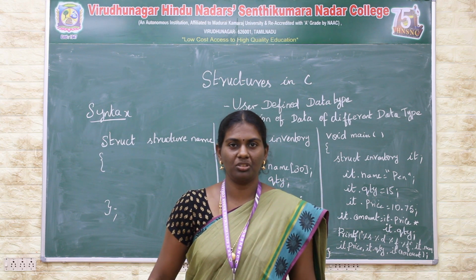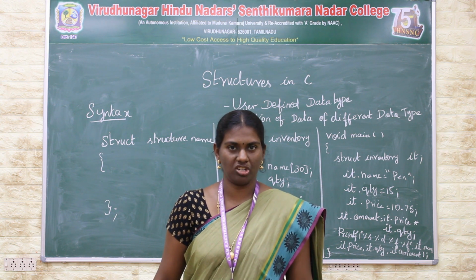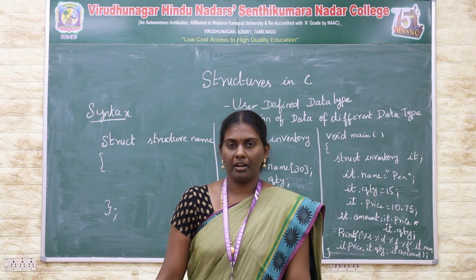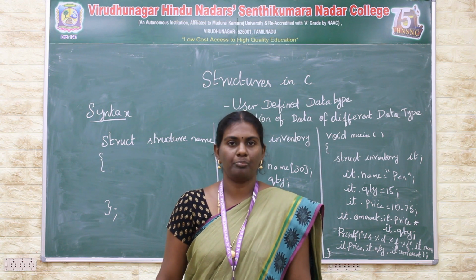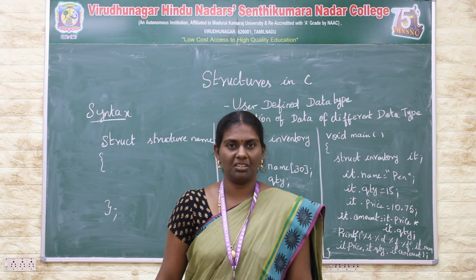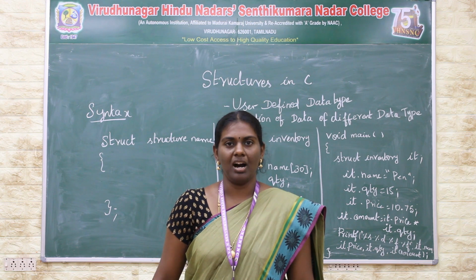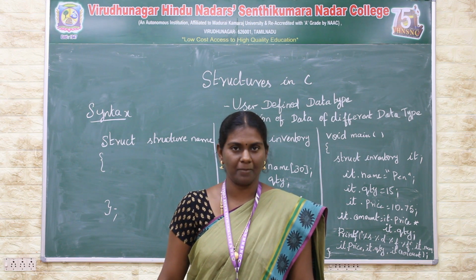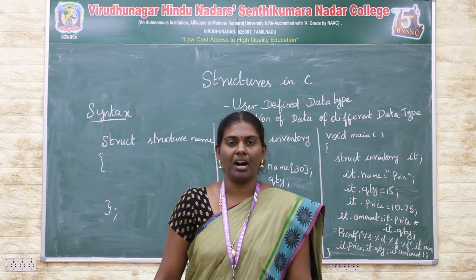Today we are going to see about the structures in C. First, let me have a small introduction about data types. Initially in C, there are three types of data type. First one is the primary data type, next is the derived, and last one is the user defined. Primary data type examples are int, float, char, and the derived data type example is array.